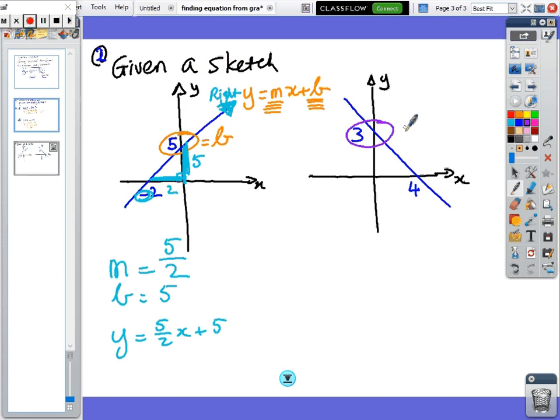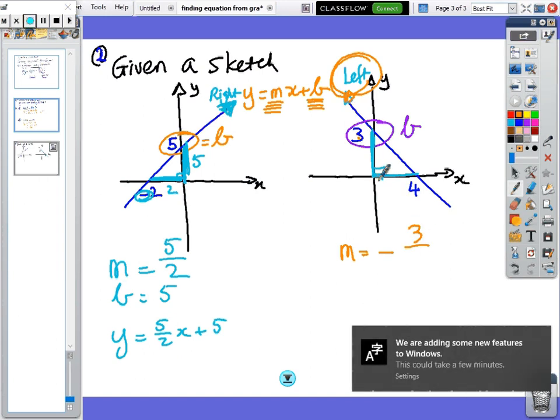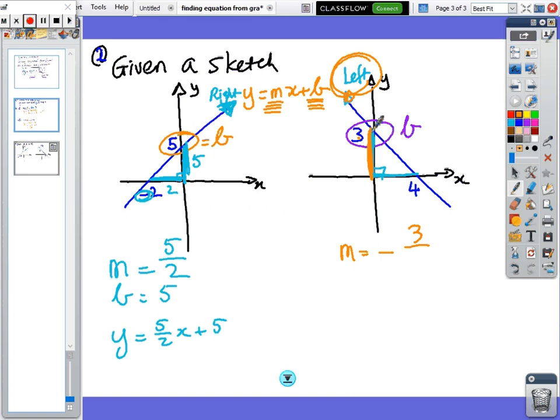Next one, that's the b. Make a little triangle. Okay, the line is heading to the left, so the gradient will be negative. So b is 3. The gradient is negative because it's heading to the left. The rise is 3. The run is 4. It's negative because it's heading to the left, and so the answer is minus 3/4 x plus 3.